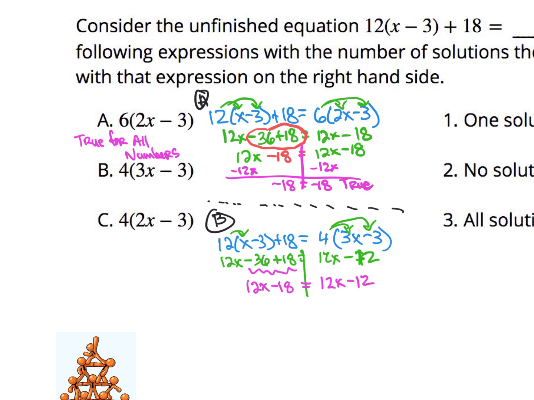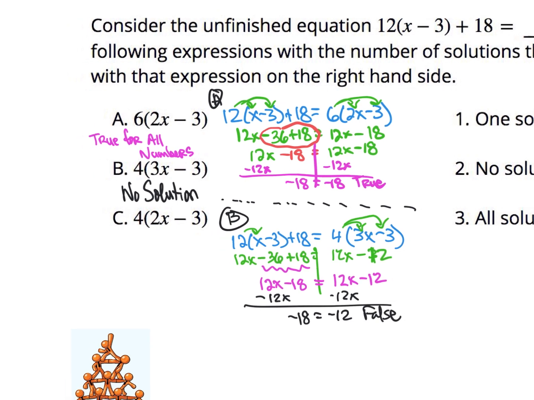My variable's on the left-hand side, so I'm going to subtract off 12x from both sides. I'm going to get negative 18 equals negative 12. So this is false. What is our answer? No solution. Not false, but no solution.